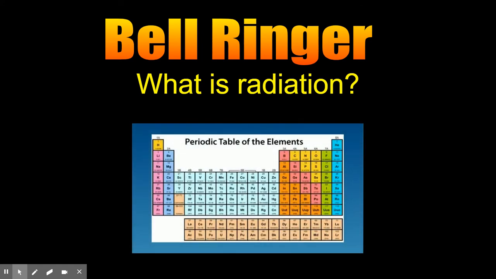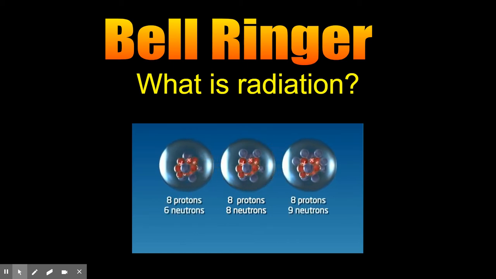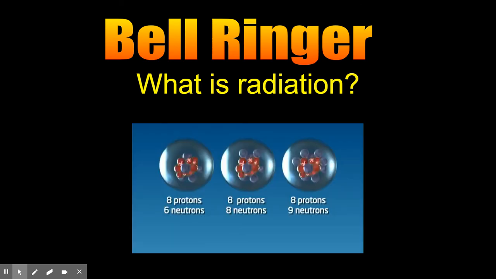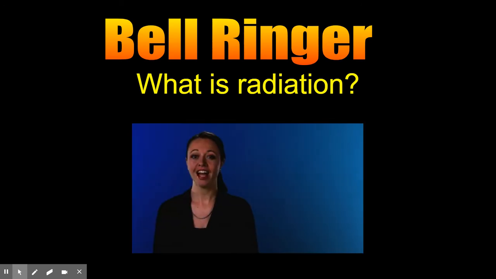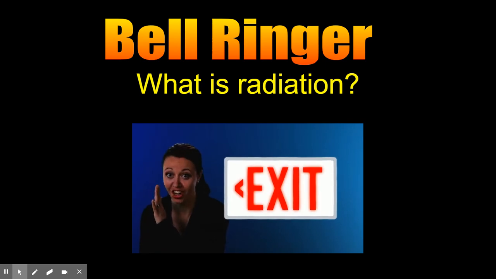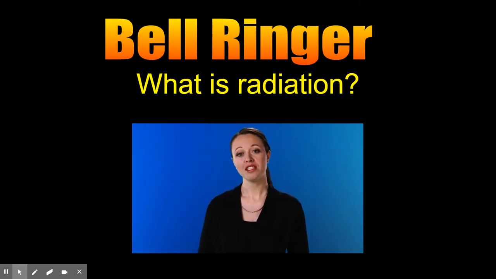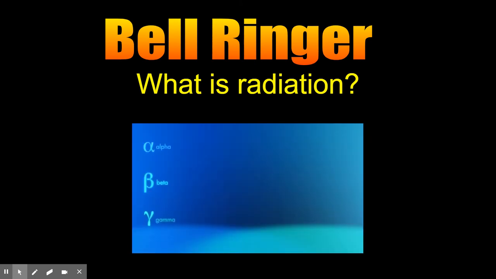Now, every element in the periodic table has a specific number of protons and neutrons. But sometimes an atom will have too many or too few neutrons. When this happens, it becomes unstable or radioactive. An unstable atom is called a radioisotope. For example, 2 extra neutrons in a hydrogen atom creates the radioisotope tritium. That's the stuff that helps make exit lights glow in the dark. Radioactive atoms want to become stable again, so they release energy until they get back to a balanced state. This process is known as radioactive decay, and there are 3 main types: alpha, beta, and gamma.